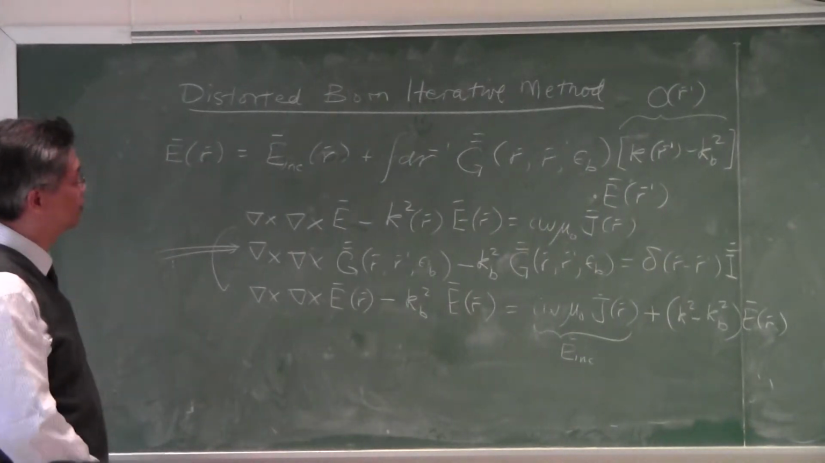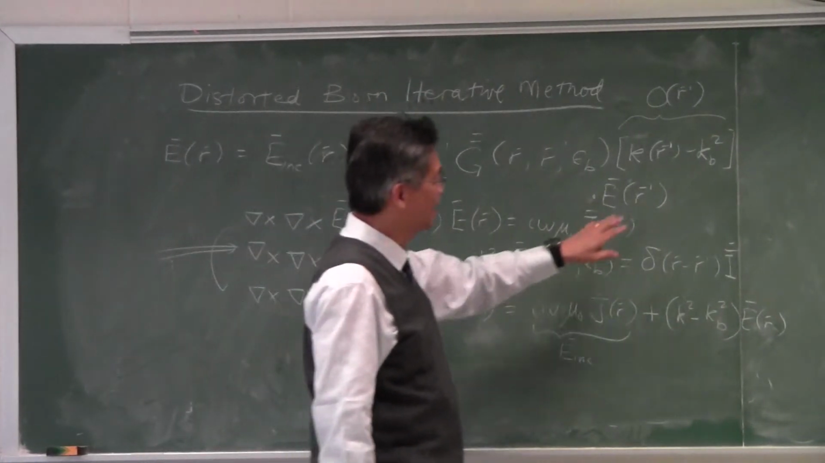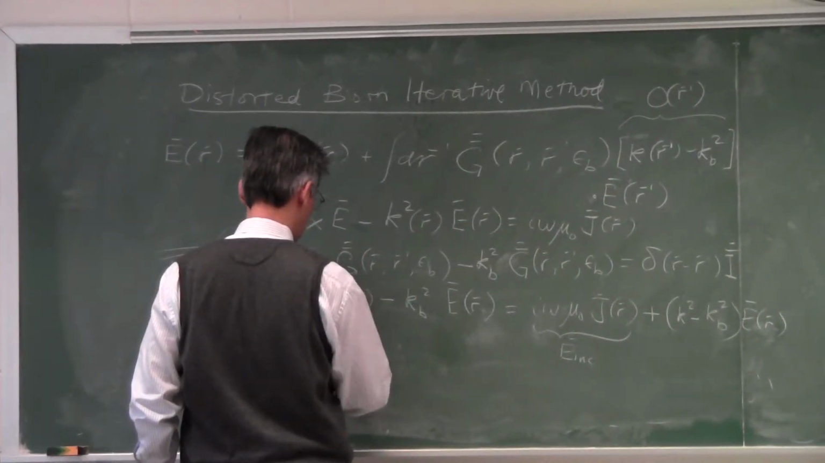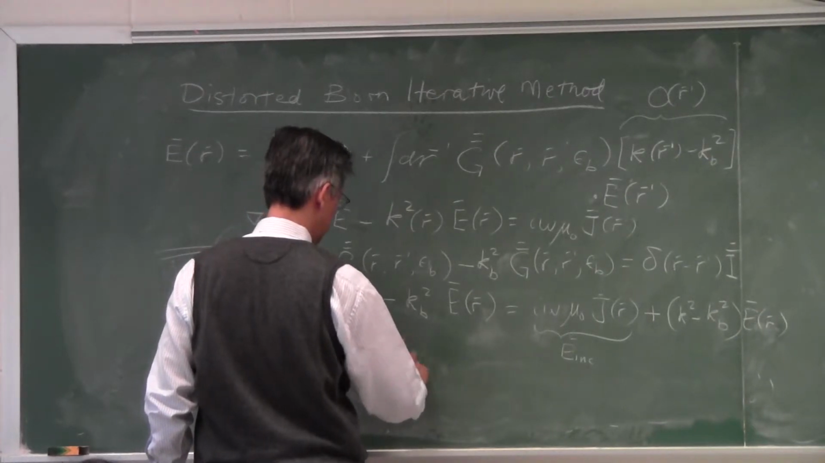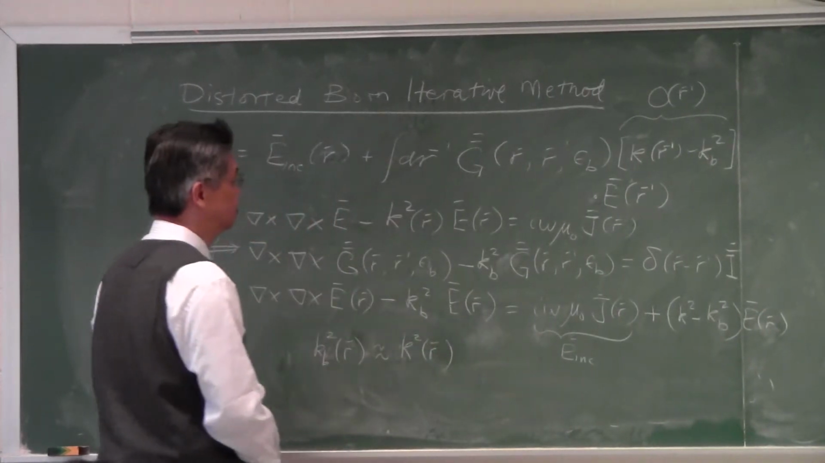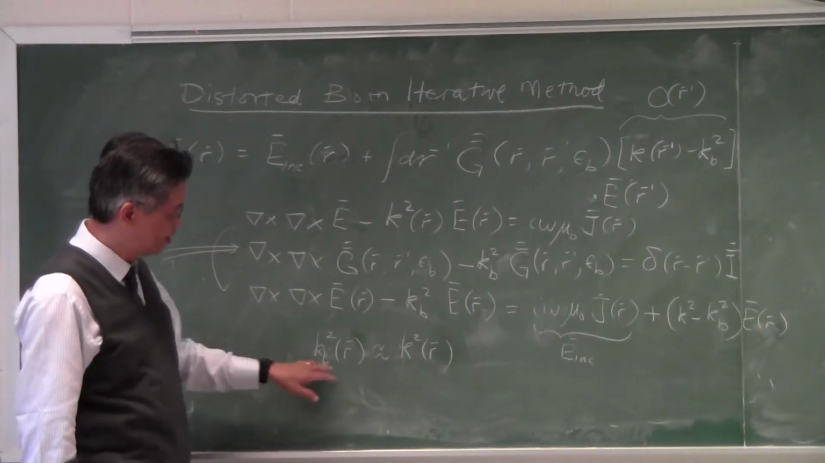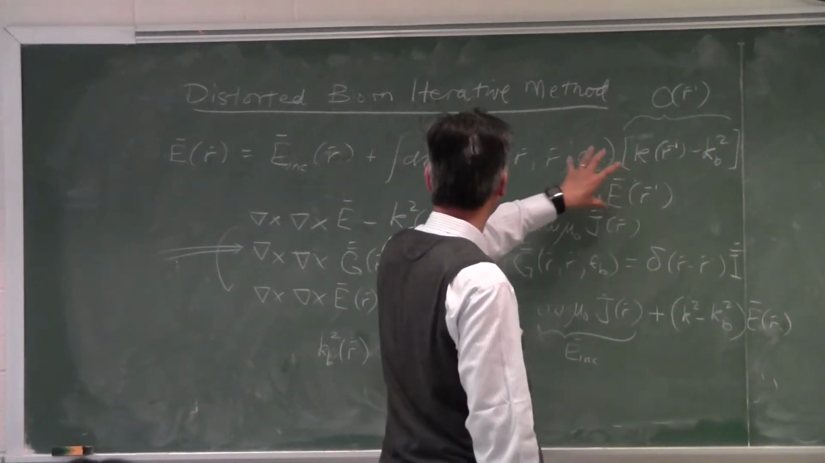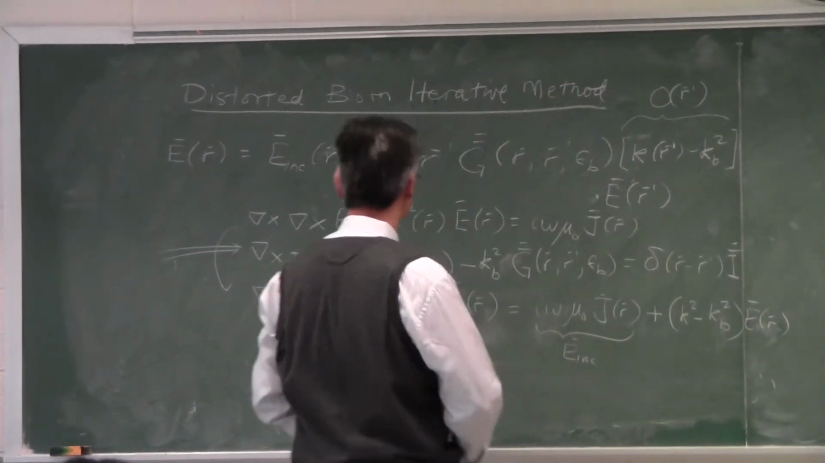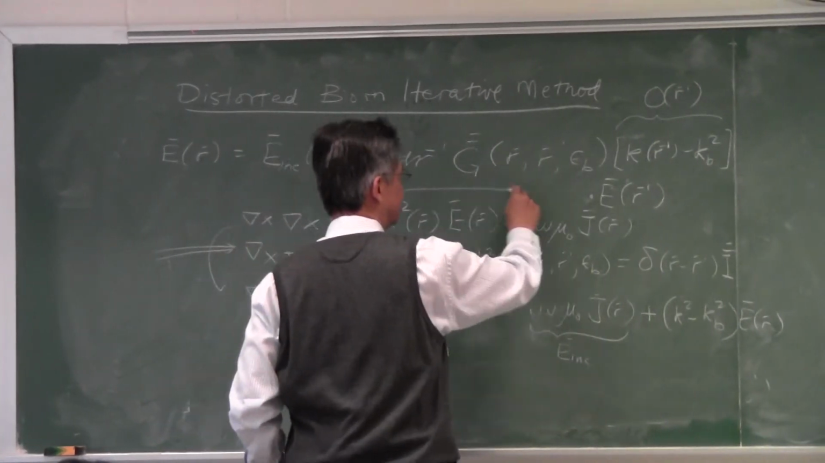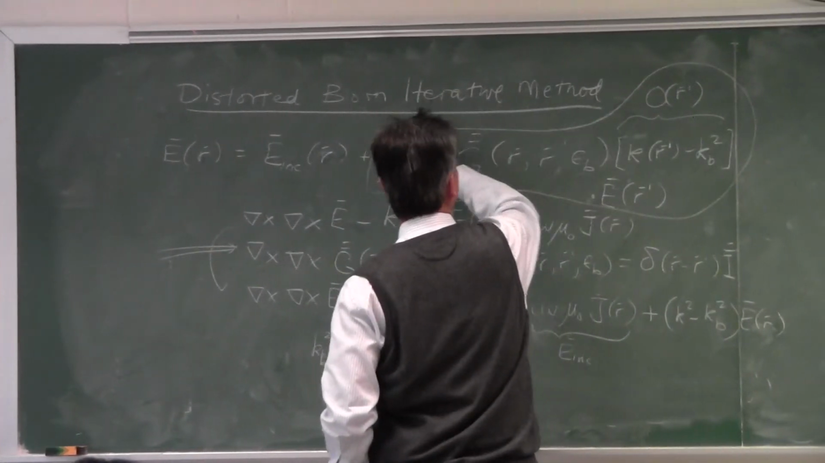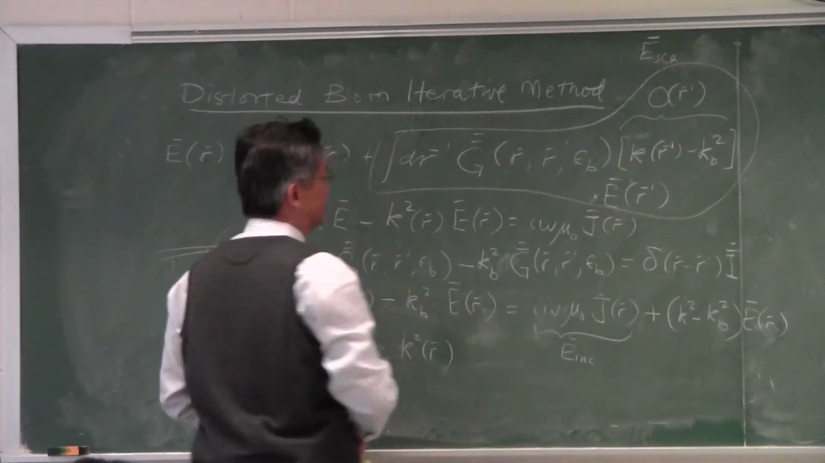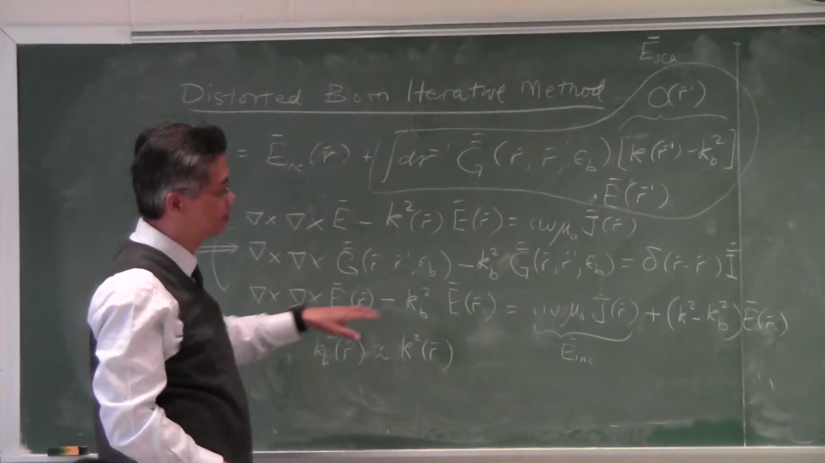The distorted Born iterative method hinges on the fact that if you make a guess on the background, so that k_B squared of R is approximately equal to k squared of R. Okay. If you can make this guess so that this quantity is very close to this quantity, then you can actually make this term small. Okay, this term is a scattered field. This whole term is E scattered. Okay. And you can make E scattered as small as possible if you're clever.